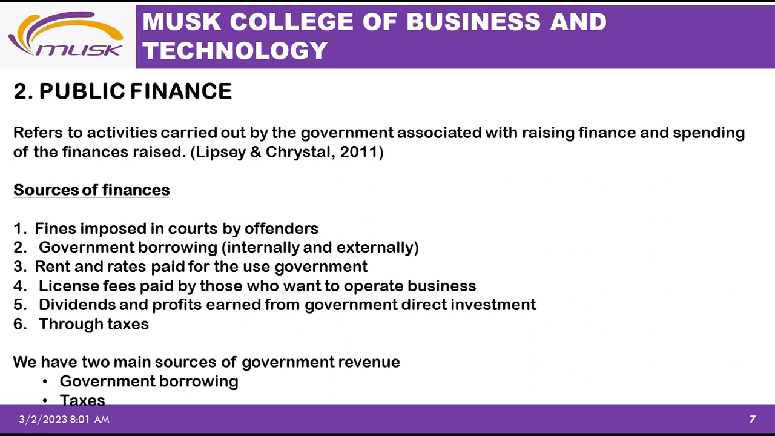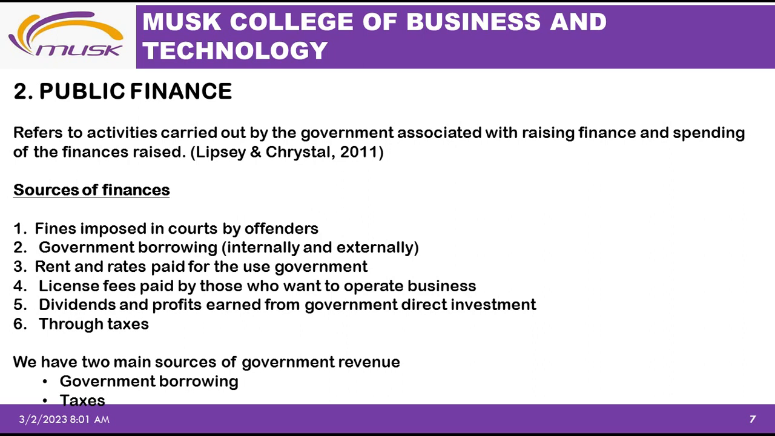Then the other one is government borrowing, and the government can borrow internally. Internally means within the financial market in her borders, and externally, where the government borrows from external institutions. We have institutions like the International Monetary Fund. We have institutions like the African Development Bank and many other institutions.